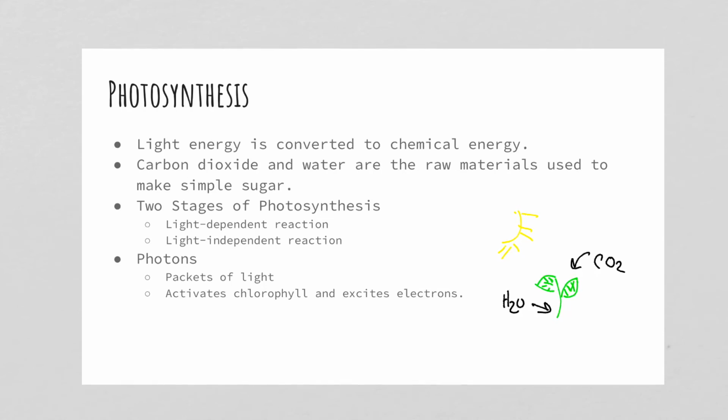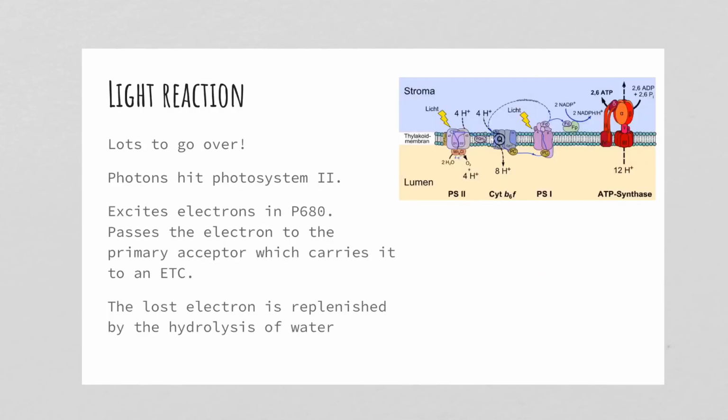And it's divided into two phases. Those two phases are the light-dependent reaction and the light-independent reaction. And just as a quick review of some vocabulary, when we talk about photons, we're talking about packets of light, and the job of those photons is to activate the chlorophyll and excite those electrons. So again, let's go over that light reaction.